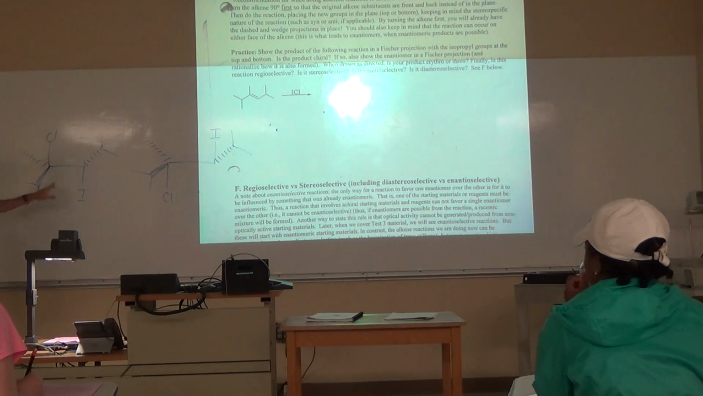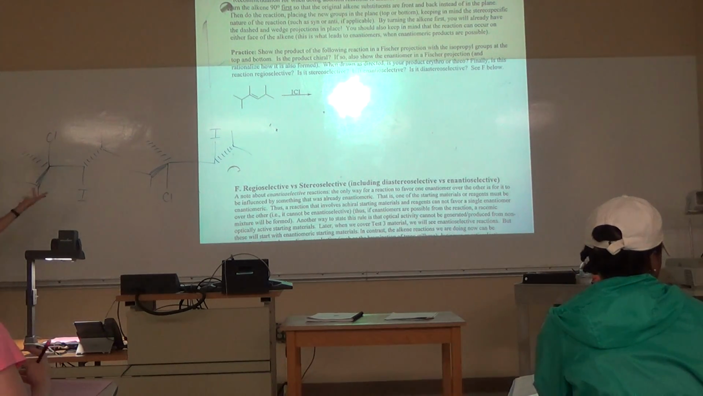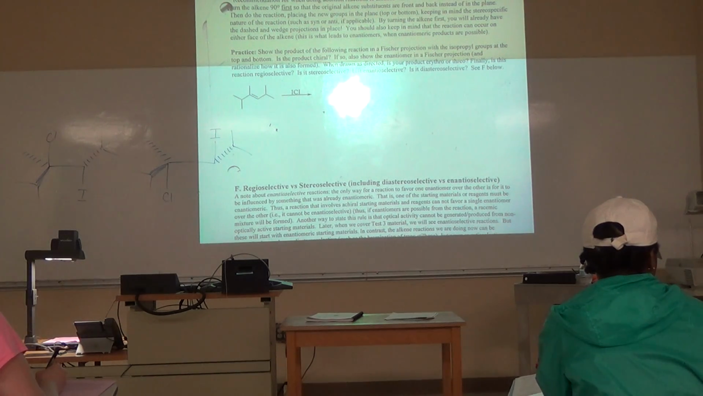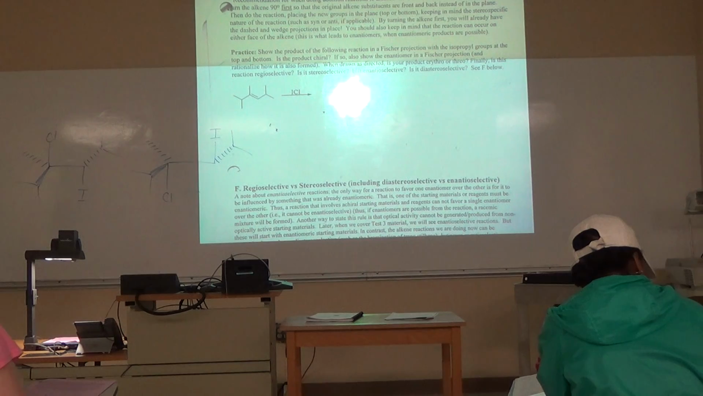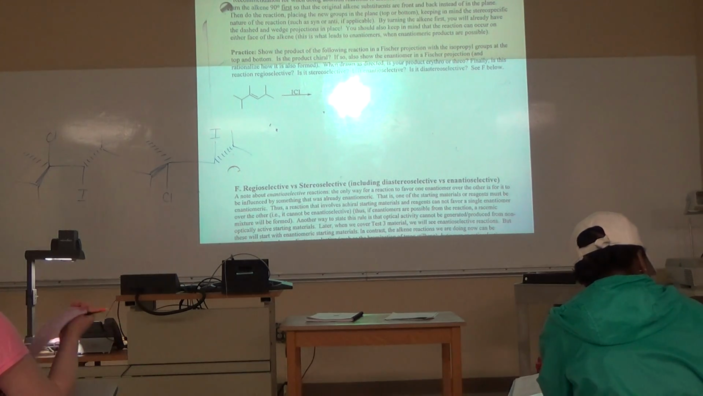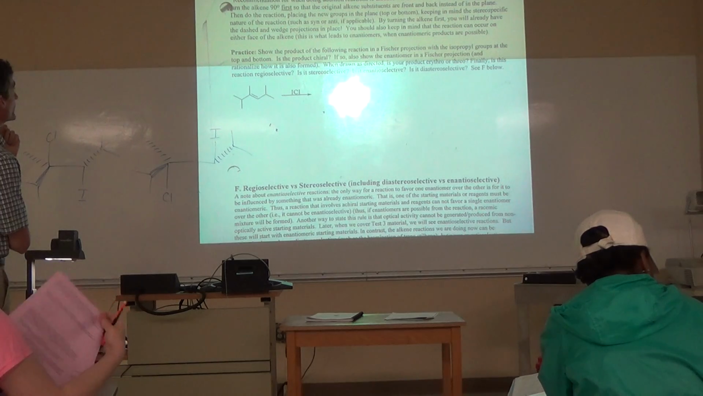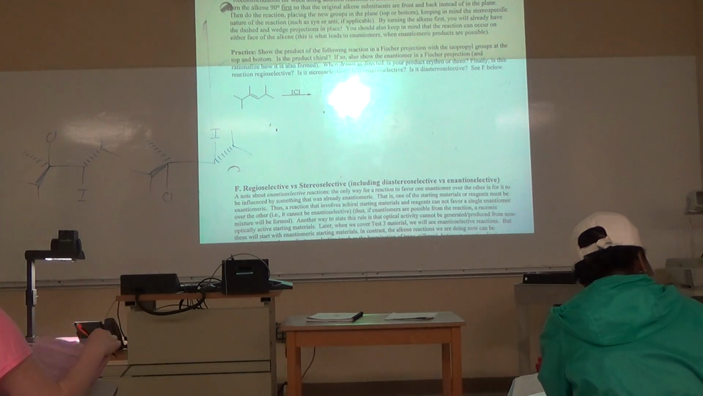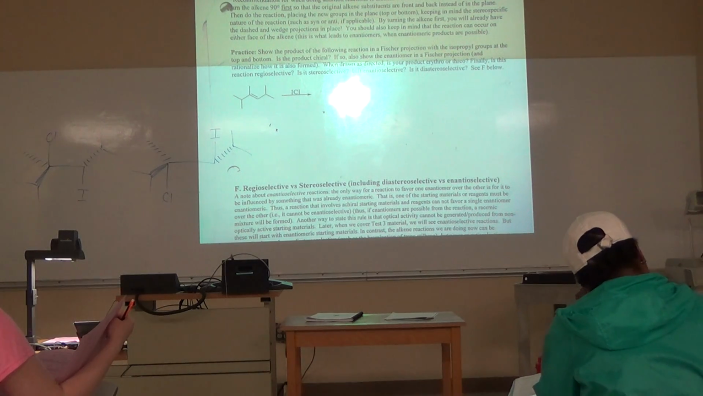Okay. Next, need to be able to show Fischer projections. Can you show these? Is it erythro or threo? That's the question. Is it erythro or threo? Or is it both? What have we got? Isn't that one of the questions? What is the question? Is the product chiral? You want to clarify that question? Product chiral?